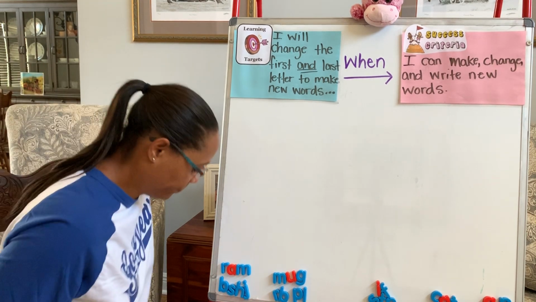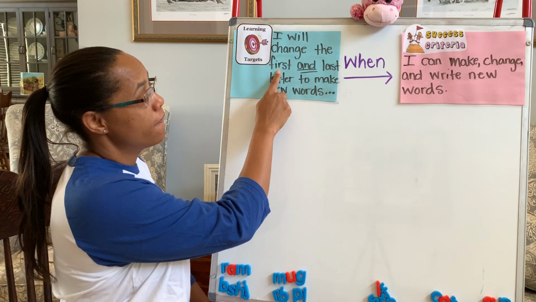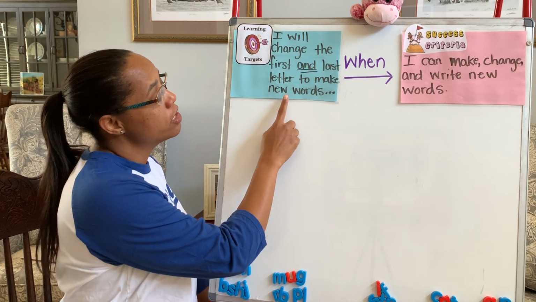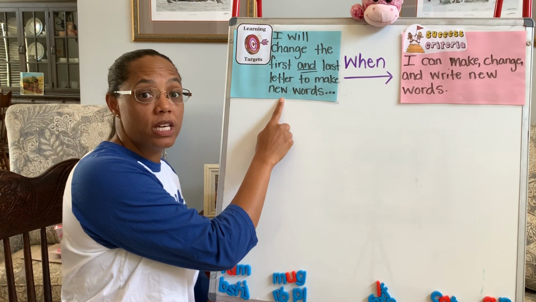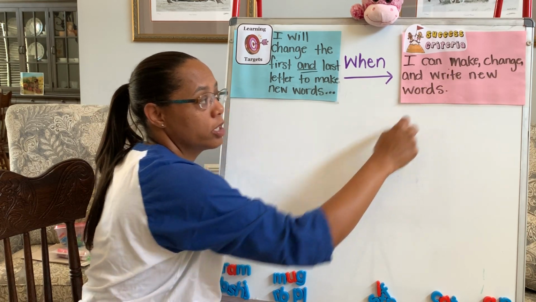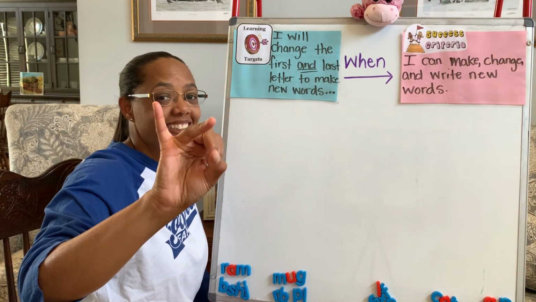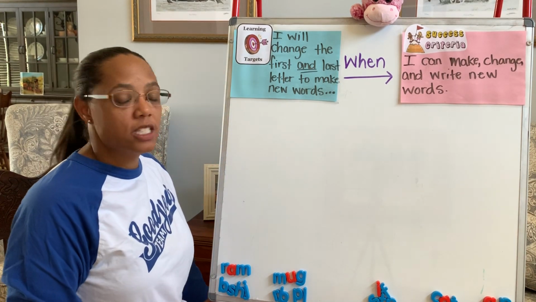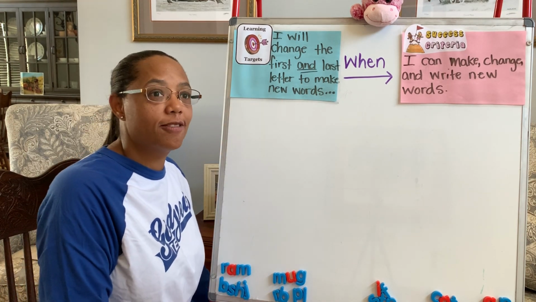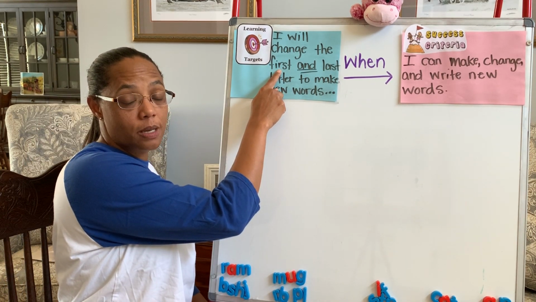Here we go. Our learning target today: I will change the first and last letter to make new words. And I know I'm going to be able to do this when I can make, change, and write new words. We're going to change the word, and then we're going to write them. All right, so that's our job today. Let's start with the easy and then get to the hard part. Well, it's not really that hard because you guys are good at this.